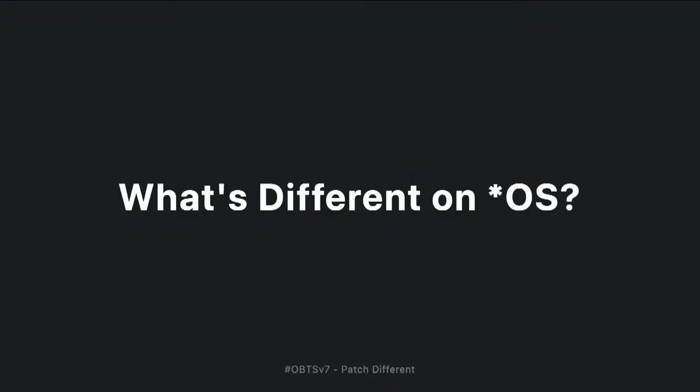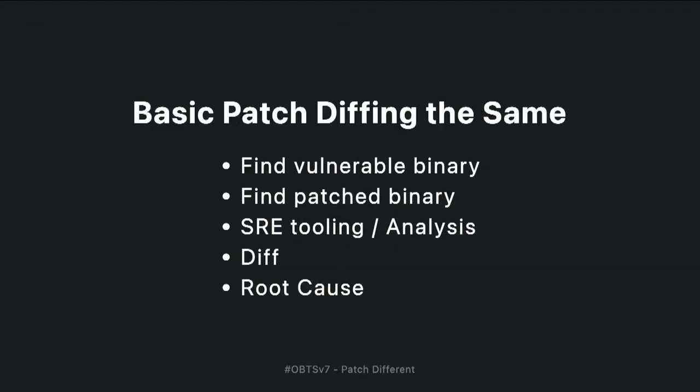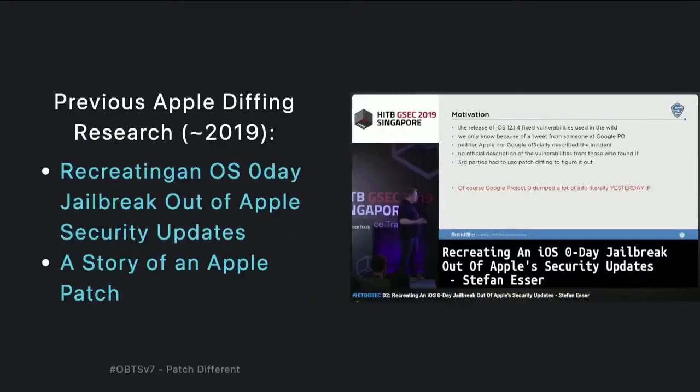So what's different on Apple versus Windows? Some of the general things are just, how do we get binaries? That's different on Apple than on Windows or Android. The Apple ecosystem is different, and that was new for me. You'll see that throughout the talk, and the file system layout too, as we go. The basic patch diffing is the same. You want to find the patched binary, the vulnerable binary, use some type of SRE tooling, do the diff, and finally get to the root cause of the issue. That's the hope. You can't always get there.